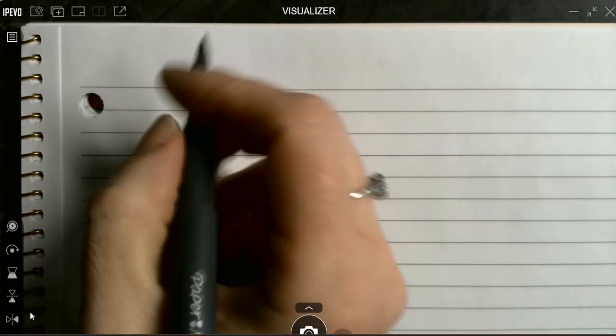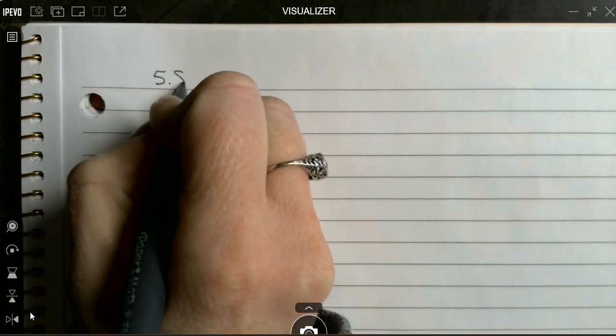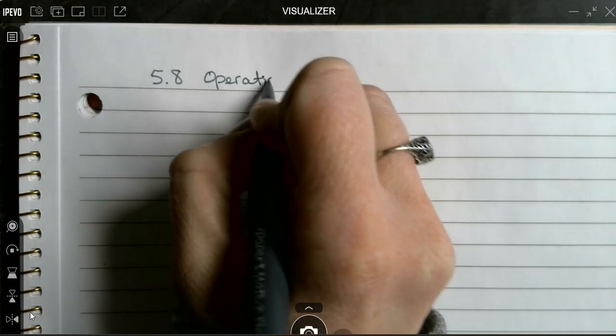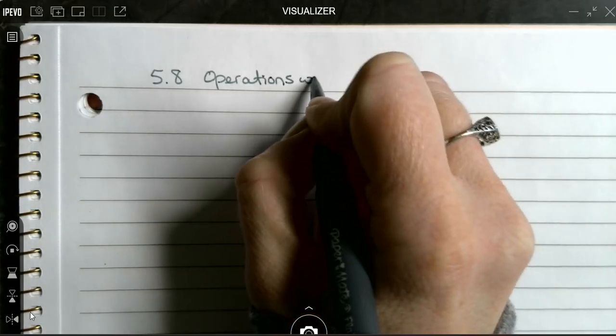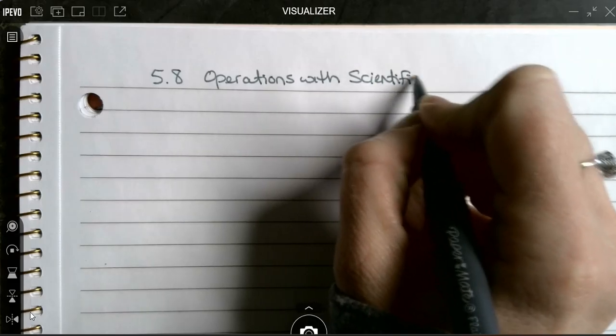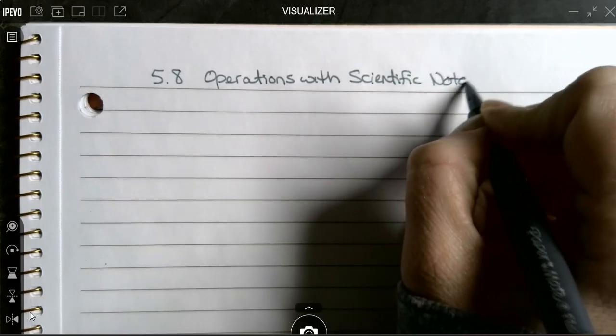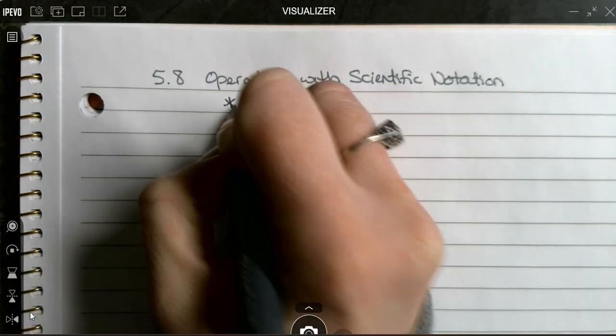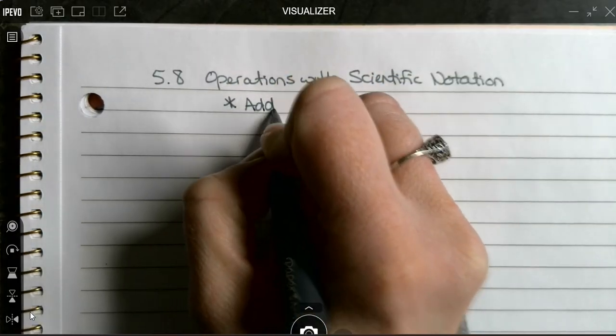So we are finishing up lesson 5.8 on operations with scientific notation. And yesterday we did multiplying and dividing. Today we are doing adding and subtracting.